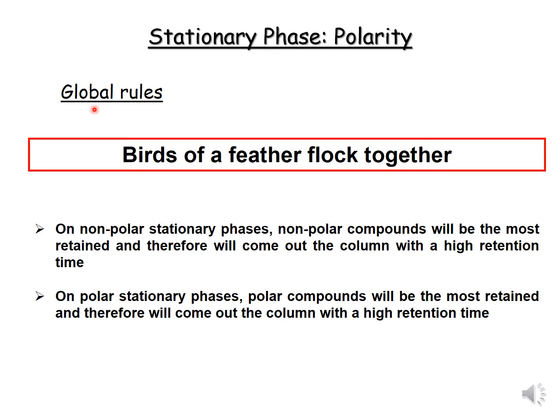In English, the global rule is named "birds of a feather flock together." It means that we have to choose the same properties for the sample and the stationary phase. On a non-polar stationary phase, a non-polar compound will be the most retained and therefore will come out of the column with a high retention time. On a polar stationary phase, a polar compound will be the most retained and therefore will come out of the column with a high retention time.